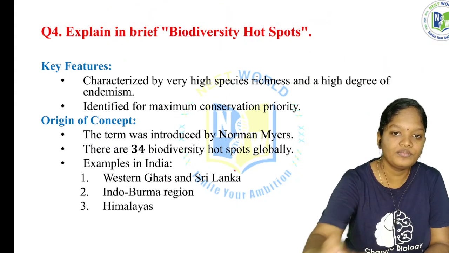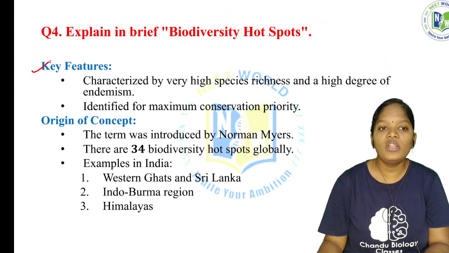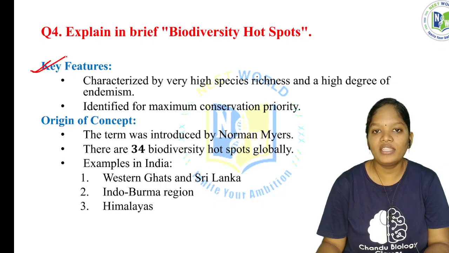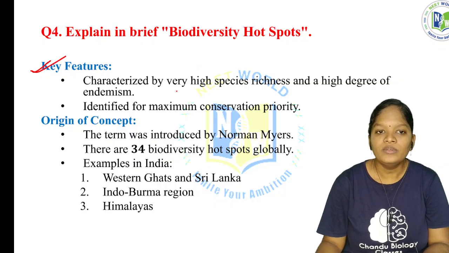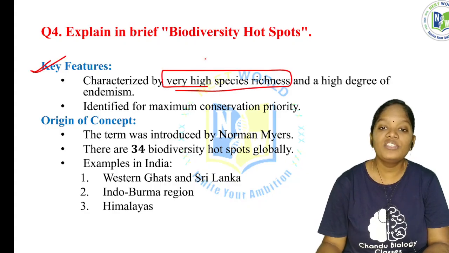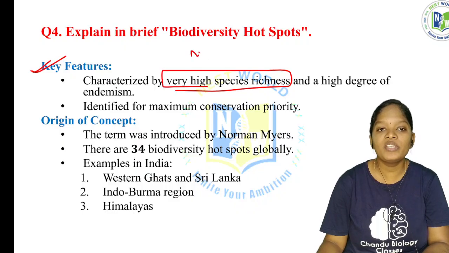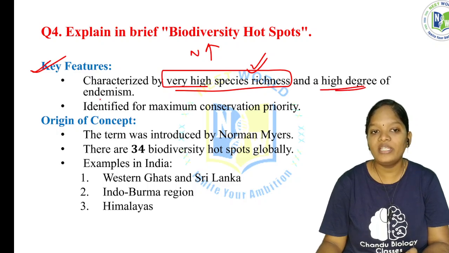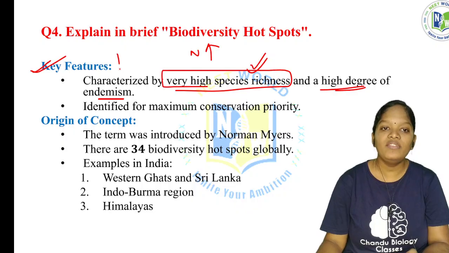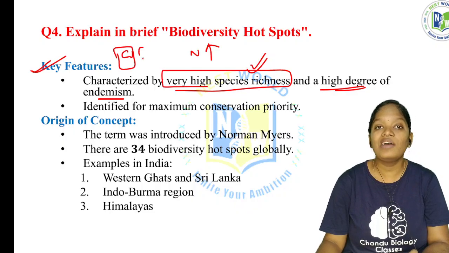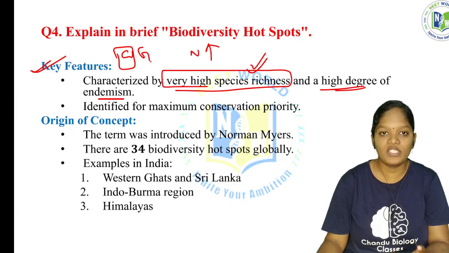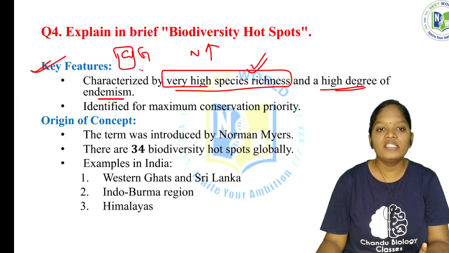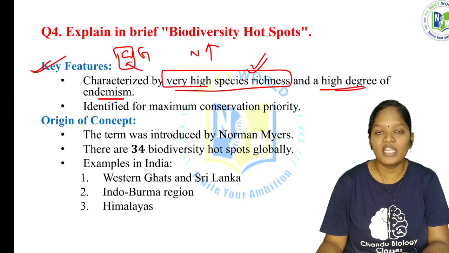Now, key features. What are the features by which we can call a particular place a hotspot? High species richness will be there. Species richness means the count, the number of species will be higher. And a high degree of endemism. Whenever we take the Western Ghats, we have many endemic species. I have explained what an endemic species is: we can see that particular species in this particular area, nowhere else in the world.